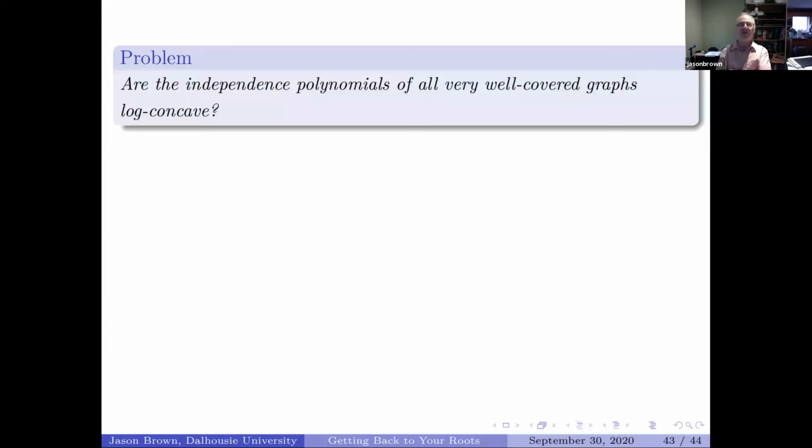Are the independence polynomials of all very well-covered graphs log-concave? I mentioned well-covered graphs are the class of graphs where all the maximal independent sets with respect to containment have the same size. So for example, a well-covered graph is C5. You will find in C5, the independence number is 2. The maximum size of an independent set is 2, and all the maximal independent sets, that is independent sets that can't be made any bigger by adding points, all have size 2.